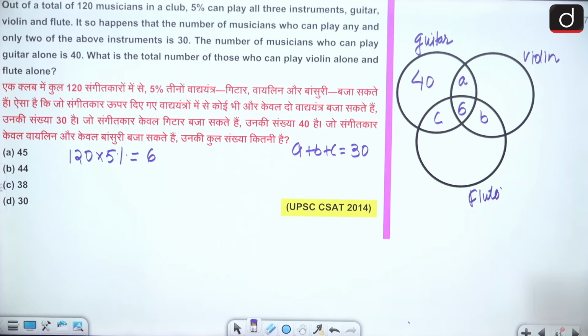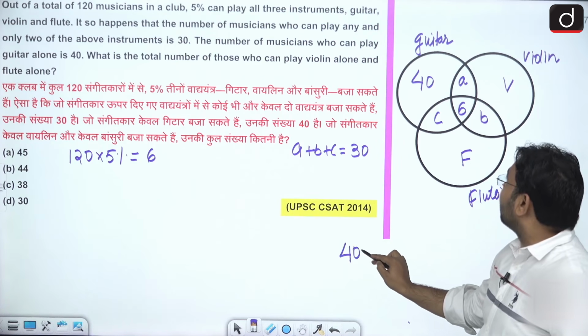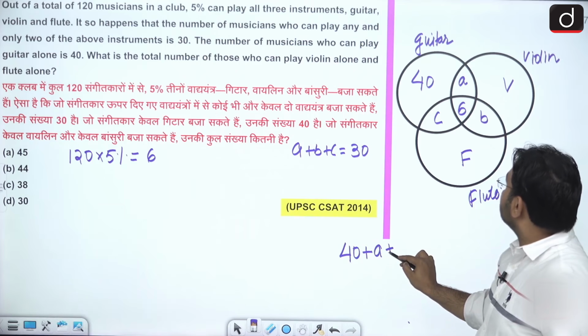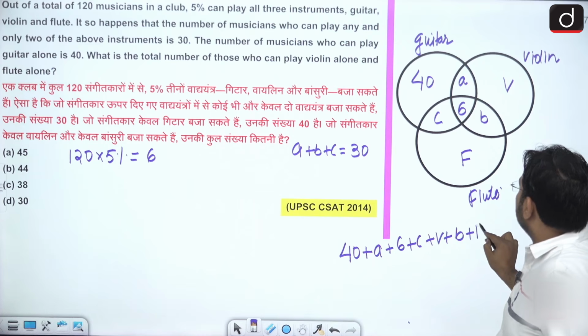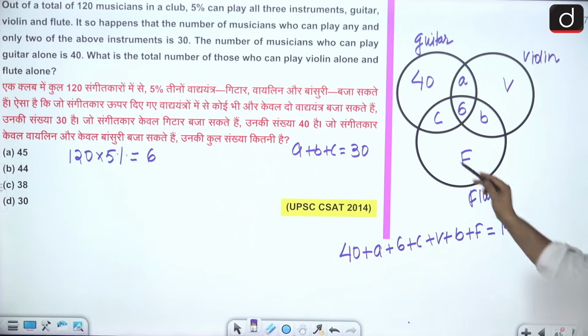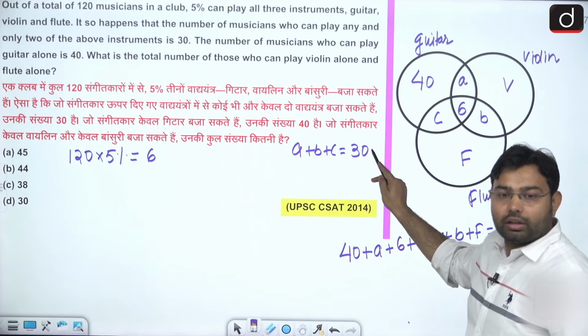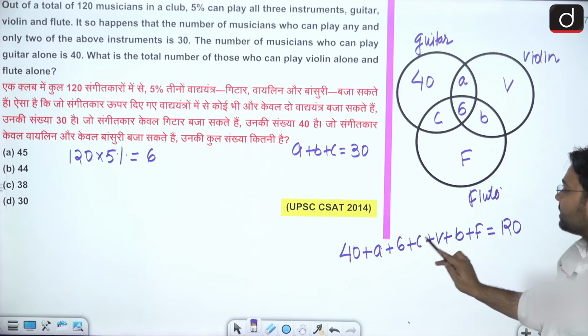What is the total number of those who can play violin alone? Violin alone, we can let V. Done. Next one. And flute. Flute we can let F. So if we add all the numbers, you can say 40 are those who can play guitar, plus A, plus 6 plus C plus V plus B plus F is equal to 120, because total musicians are 120 given in the question, and you know A plus B plus C is what? 30. This is A plus B plus C, 30.